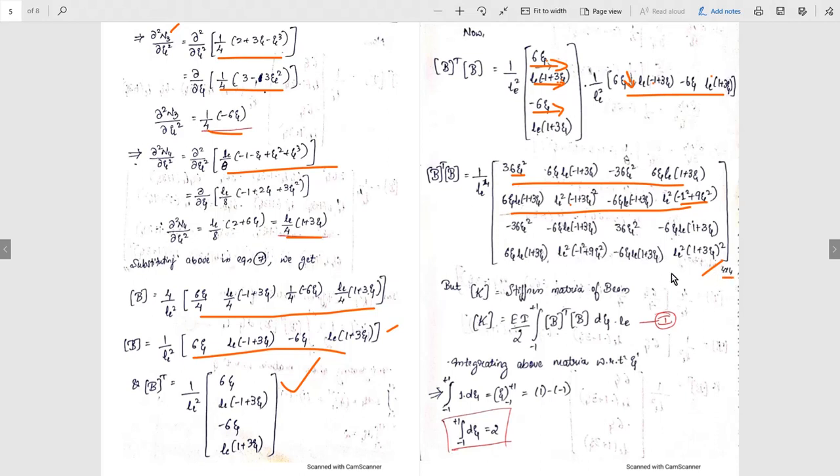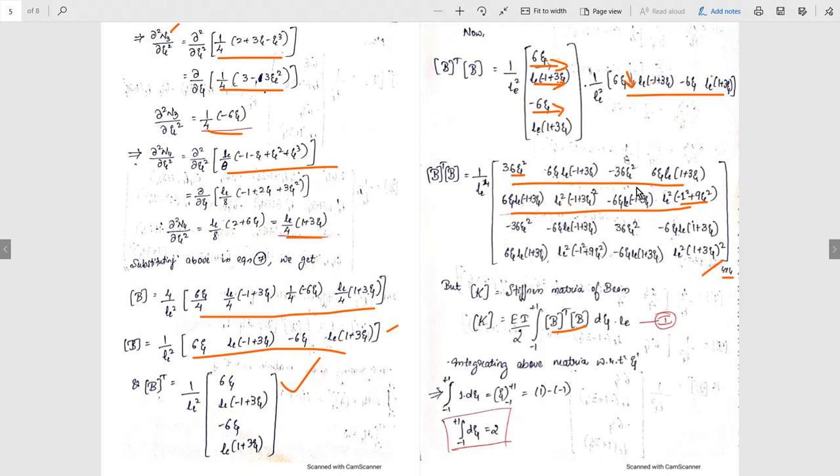Now our duty is not over here. This is not yet the stiffness matrix of the beam. So this is actually just B transpose into B. Now our next step is to integrate each of these terms in the matrix.